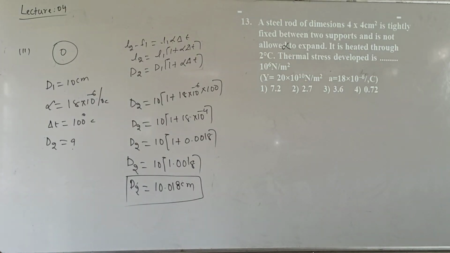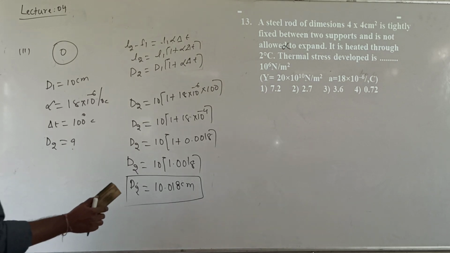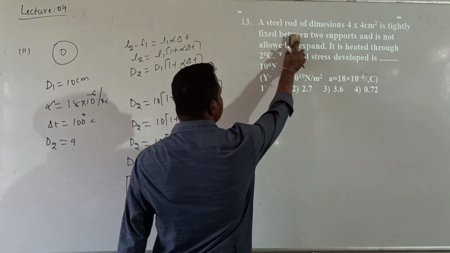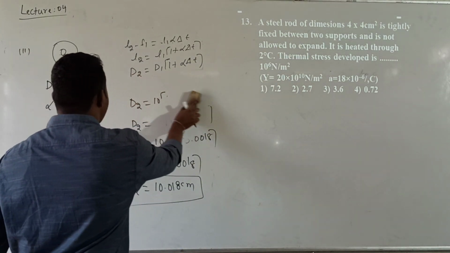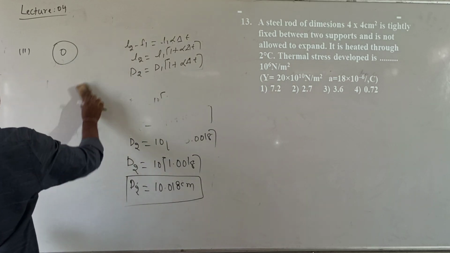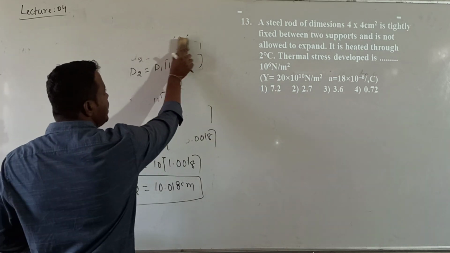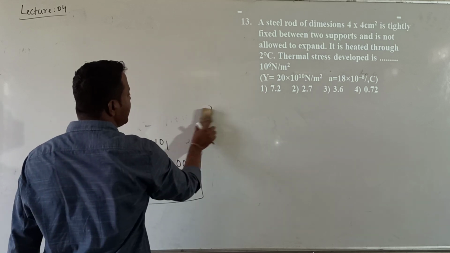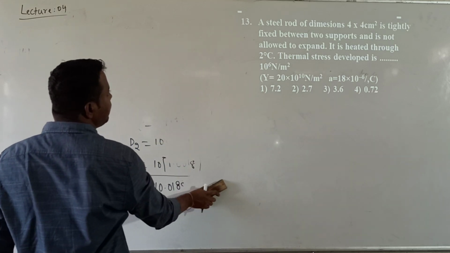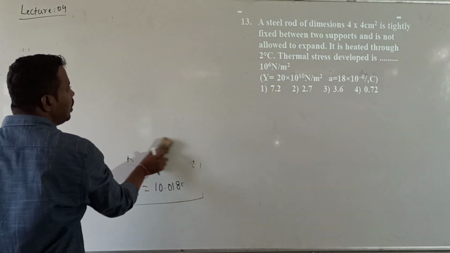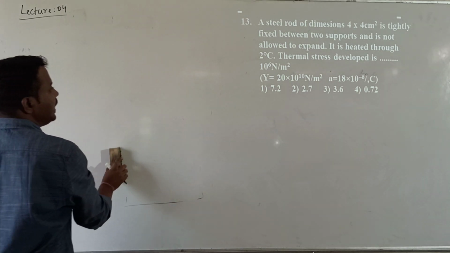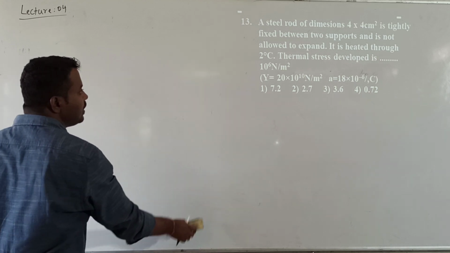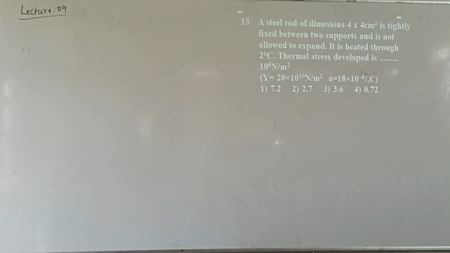Next question. So question number 13. What is question number 13? A steel rod of dimension 4 into 4 centimeters square is tightly fixed between two rigid supports, not allowed to expand. If it is heated through 2 degrees Celsius, what is the thermal stress?